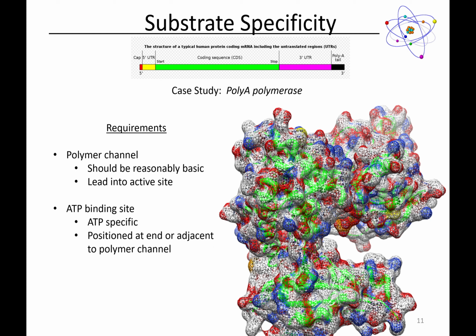Not dATP. We want it to specifically recognize ATP, not GTP, or TTP, or UTP, or CTP. It has to be ATP. And then it has to make sure that the proper part of ATP is positioned appropriately at the end of the polymer channel so that we can actually add on one more nucleotide.